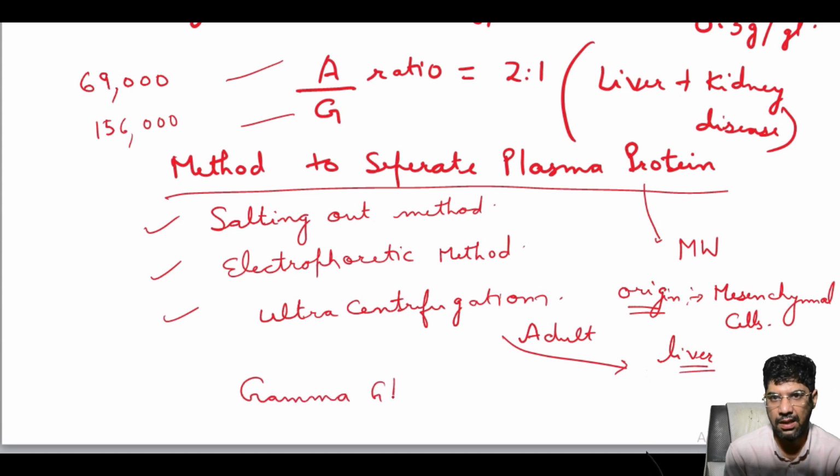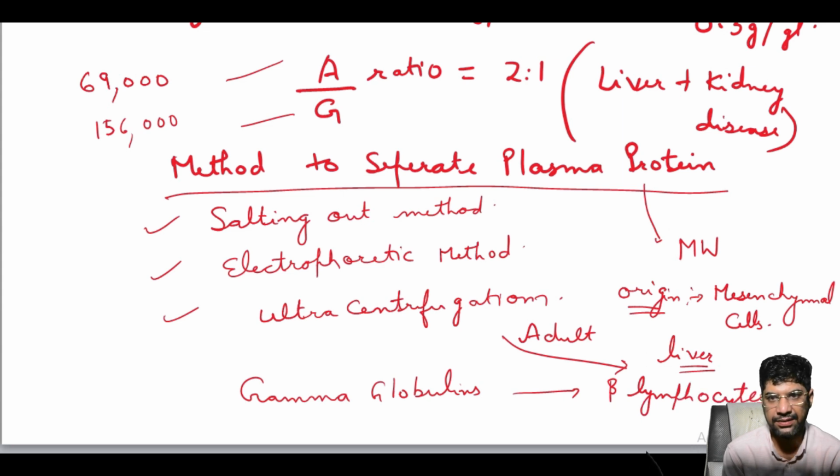Now coming to the functions of the plasma protein. They help in the coagulation of the blood. Fibrinogen is essential for blood clotting. They play an important role in defense mechanism. Gamma globulins act as antibodies. They play an important role in transport mechanism. Albumin and globulin transport hormones, enzymes and metals. Oncotic pressure maintenance prevents excessive fluid loss from the capillaries.